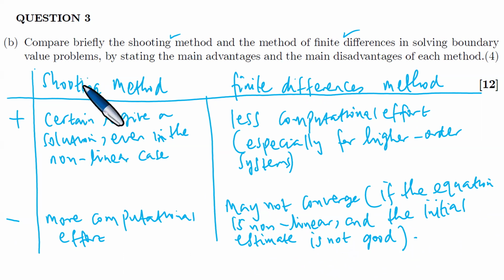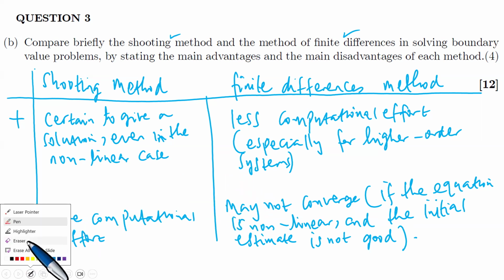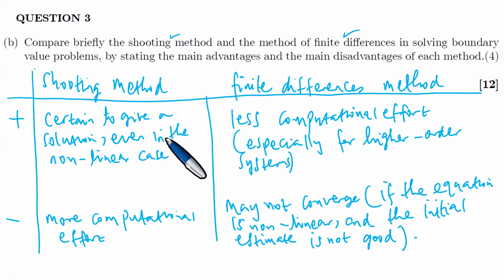The downside of the shooting method is that it requires more computational effort. But now the upside is the advantage, less computational effort, especially for higher order systems. The shooting method is certain to give a solution. The shooting method will surely give you a solution, even in the nonlinear case. And that is the upside of it.